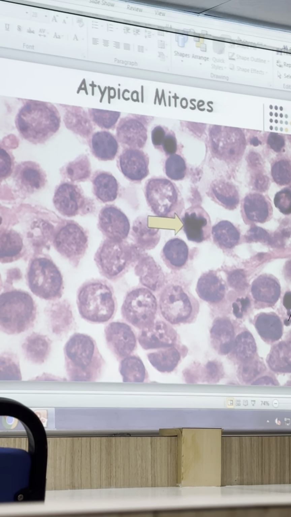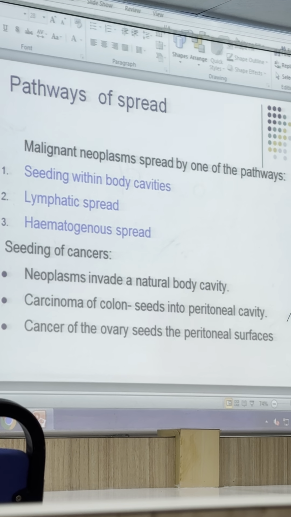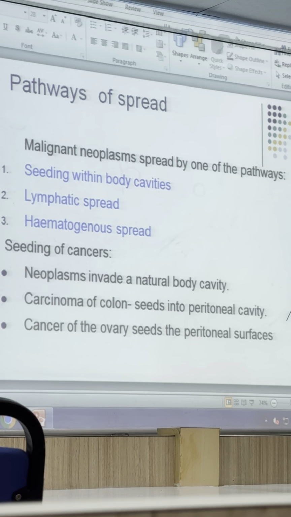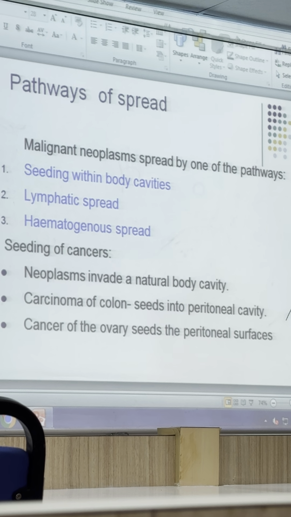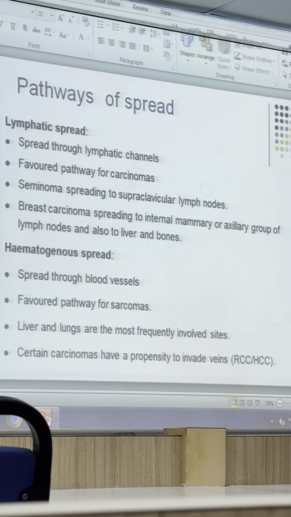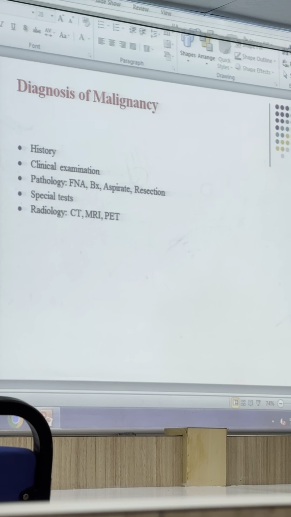Then after that, the 3 pathways of spread of tumor: lymphatic spread, hematogenous spread, and seeding within body cavities. That's all.